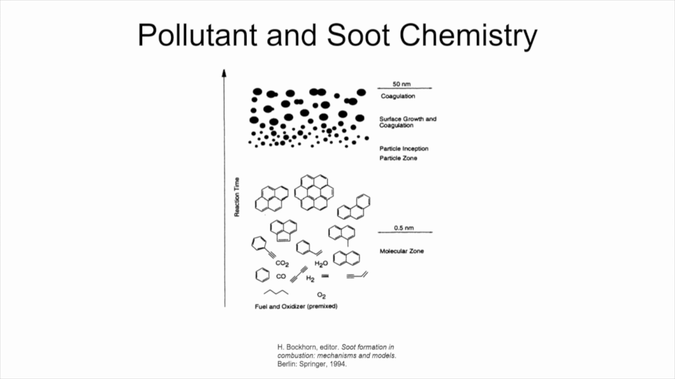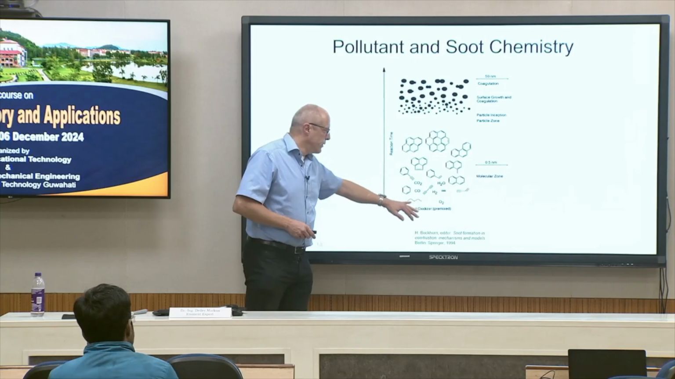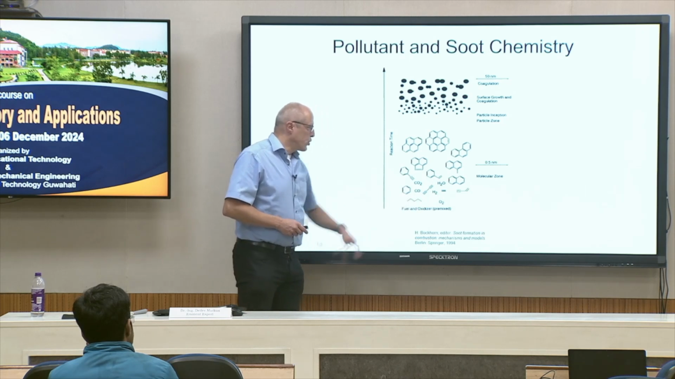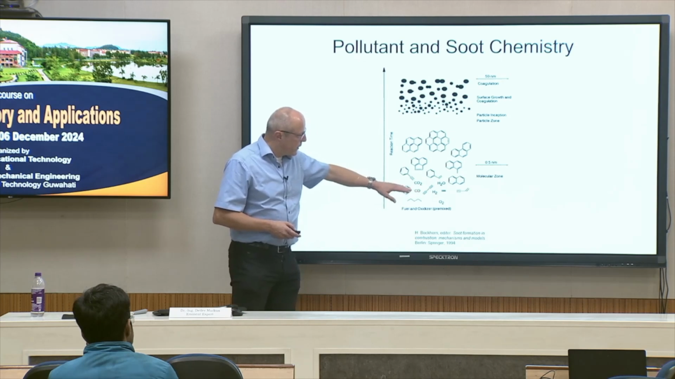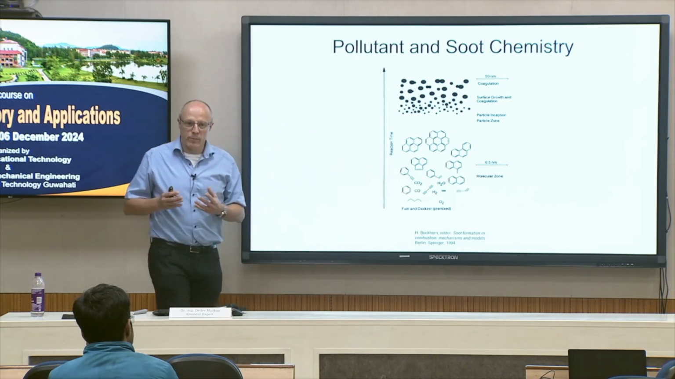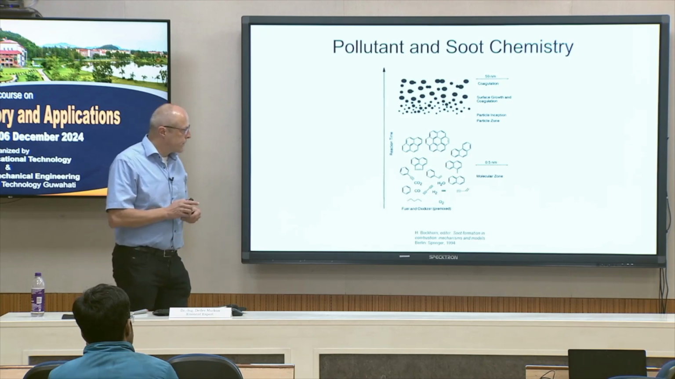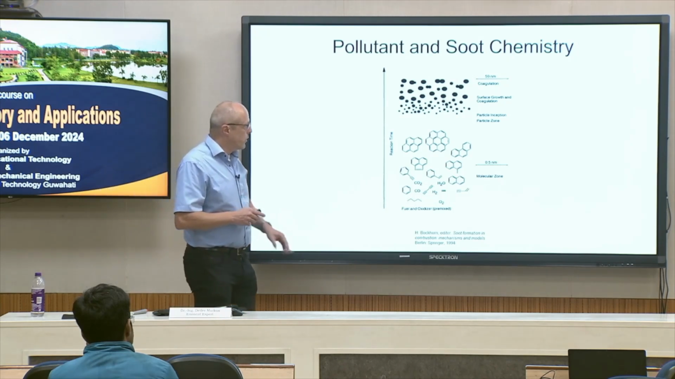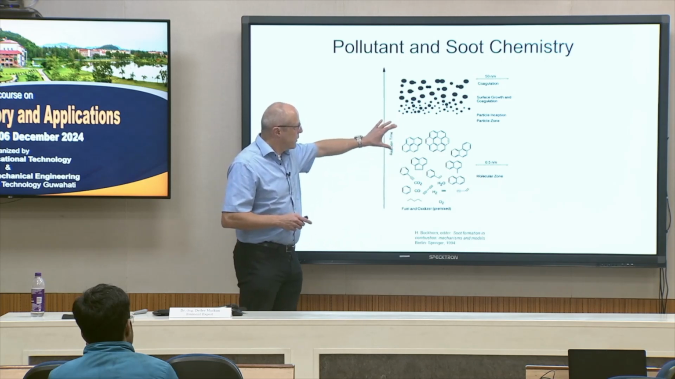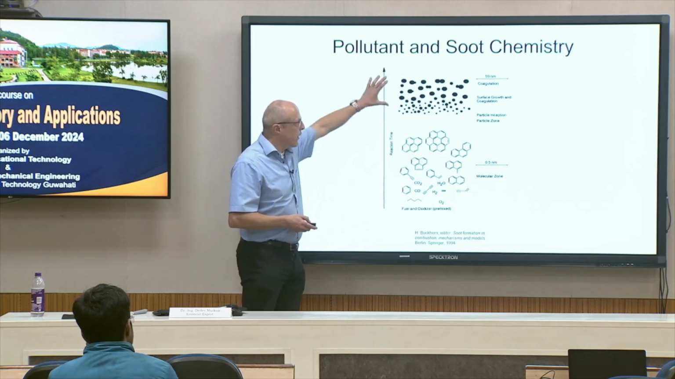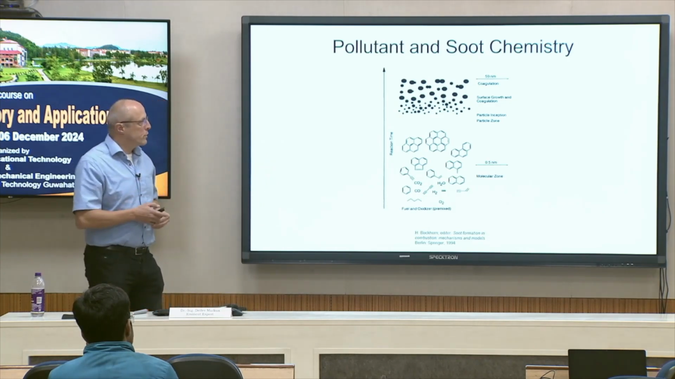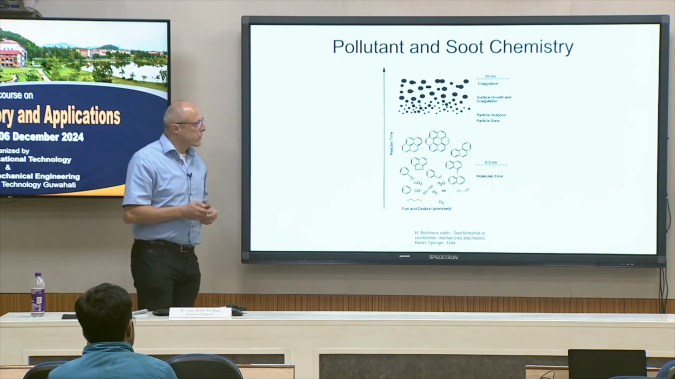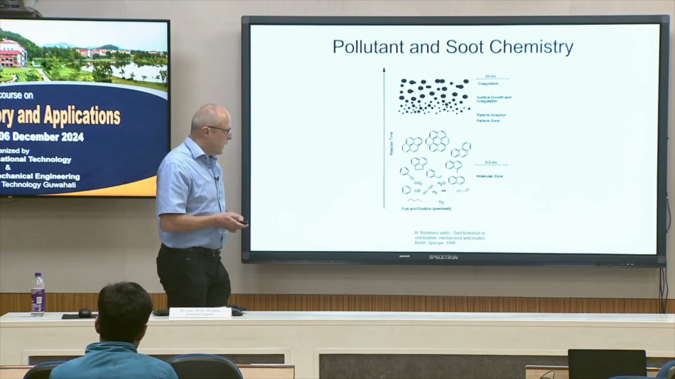So we start with quite simple molecules here. So this is pentane plus O2, and we get different intermediates at the beginning, and these form simple aromatics like benzene and so on, and this increases to PAH, and finally these coagulate together to form large soot molecules in a range of several nanometers.